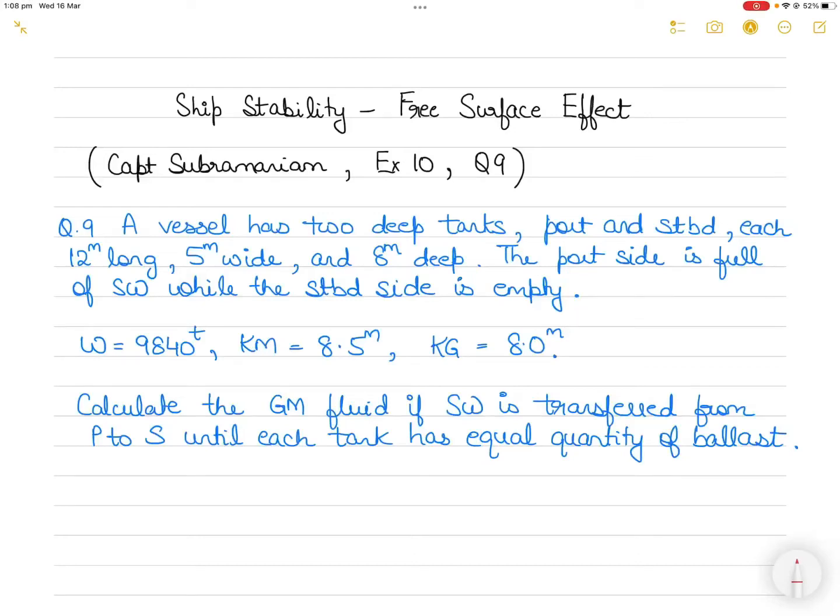Hi everyone. In today's video, we have a new question in the topic of ship stability. And in this question, we'll focus on finding the effect of the free surface on the ship's overall KG and GM. This question is taken from Captain Subramaniam's ship stability series. This is exercise 10, question number 9.